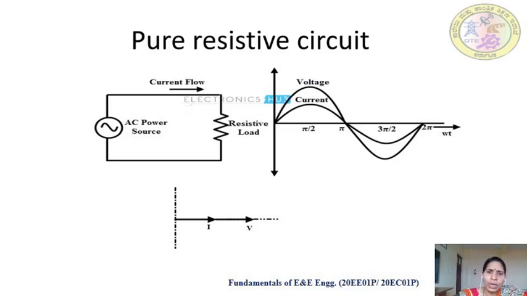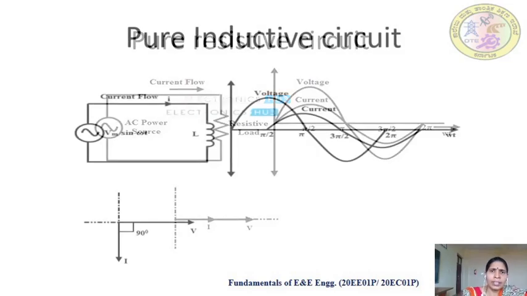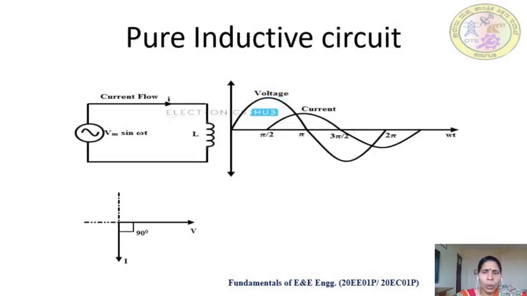Therefore, voltage and current are in phase. The phase angle difference is 0. So sin 0 is equal to 1. So in a pure resistive circuit, it follows unity power factor. Let's see the next load condition, that is the pure inductive circuit. Here the AC source is connected across the inductive load.